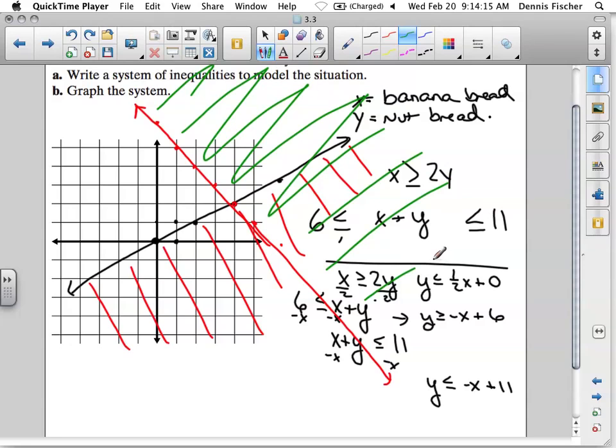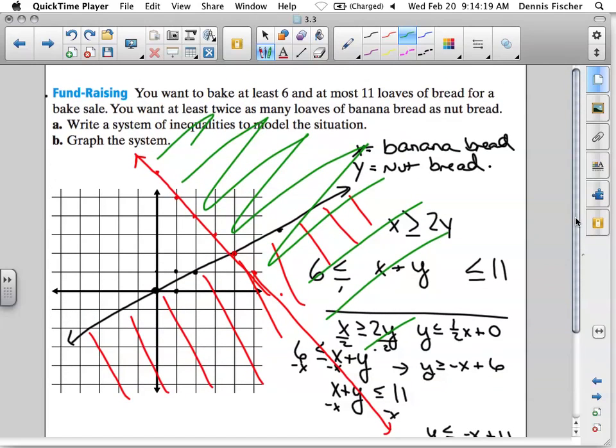What's my last equation? Where do I start? I'm going to start at 11. Here was 6, 7, 8, 9, 10, 11. I don't have enough spaces on my graph, so I'm going to go like this. That's not a very good graph, but that'll work. Try it again. That's a little better.